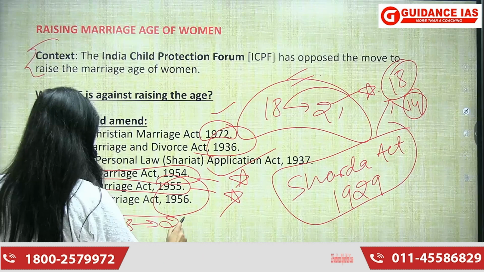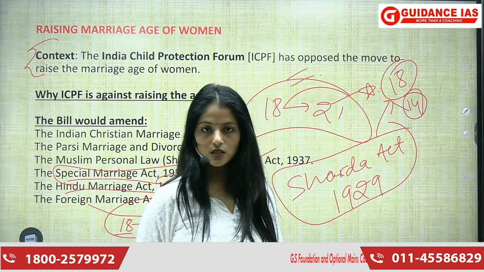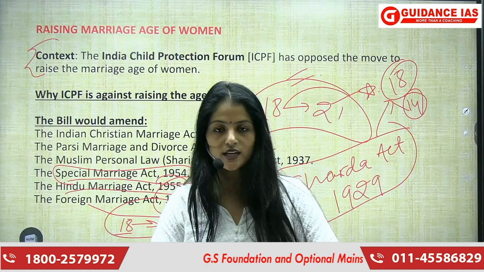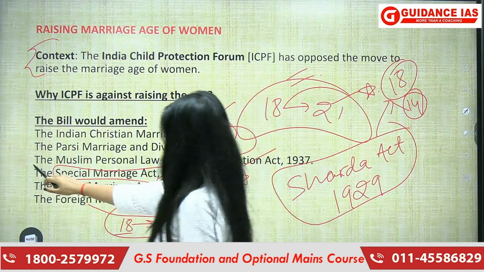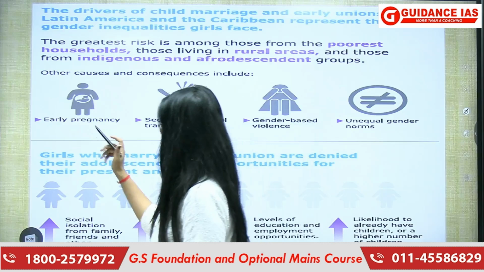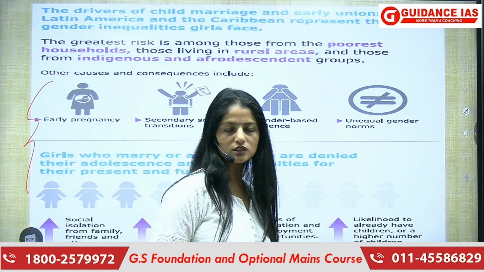three more years to educate herself, maybe to get financially independent, to experience the world, which is again very important before we get married or before we get into a relationship with anyone. Okay, and again, you need to see this is something. The chart says this particular segment talks about the problems of women.